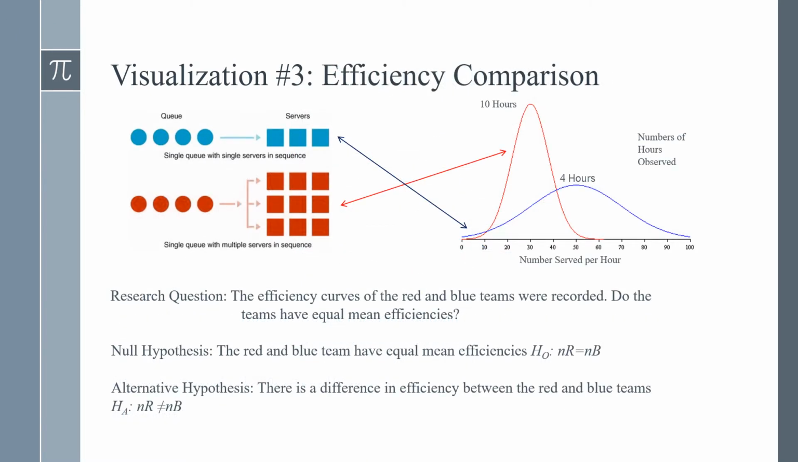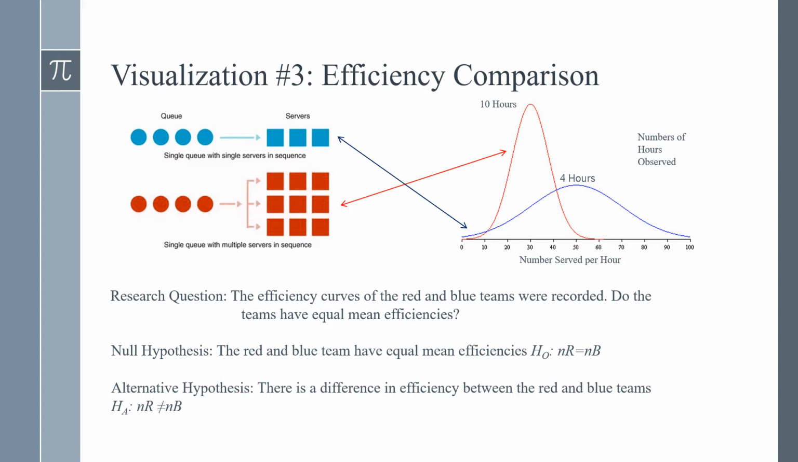The third visualization is efficiency comparison between the red and the blue team. The research question asks, do the teams have equal mean efficiencies? So per the bell curves, we can come up with a null hypothesis that states the red and the blue team have equal mean efficiencies, and an alternative hypothesis that states that there's a difference in efficiency between the red and the blue team.